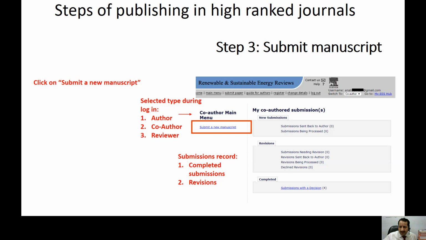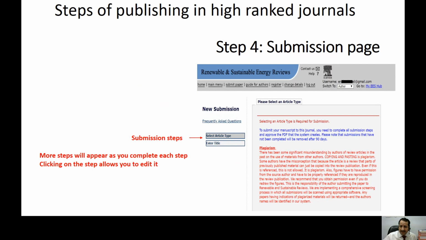And you start going through the steps. Every time you finish a step, the journal gives you another. As an example, select article type. We mentioned, you remember, it's a review.